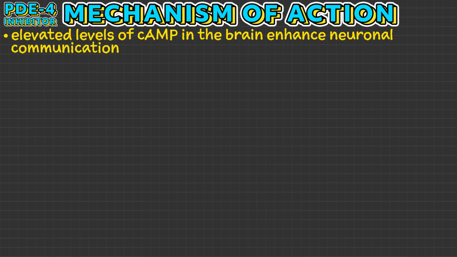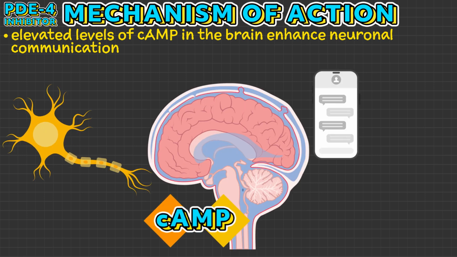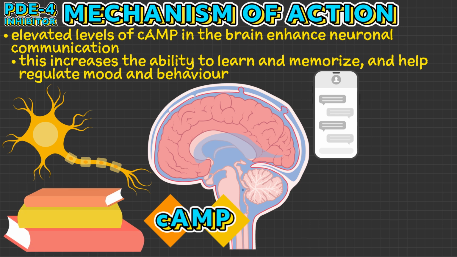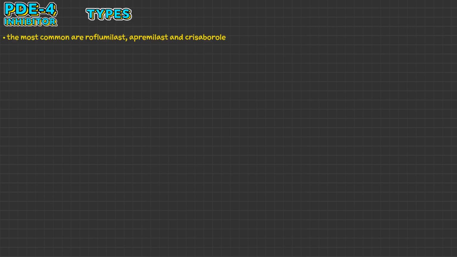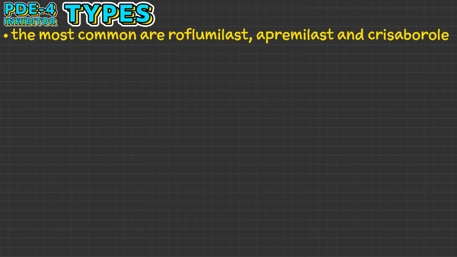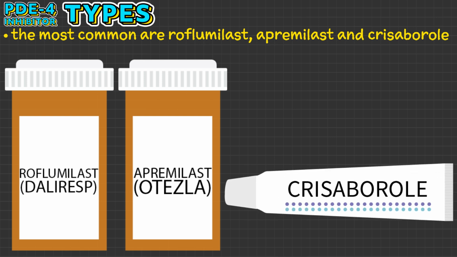Lastly, elevated levels of cAMP in the brain enhance neuronal communication, increasing the ability to learn and memorize, and help regulate mood and behavior. The most common PDE4 inhibitors are Roflumilast, Apremilast, and Crisaborole. To help memorize PDE4 inhibitors, it can be helpful to remember that many, but not all, end in "milast."